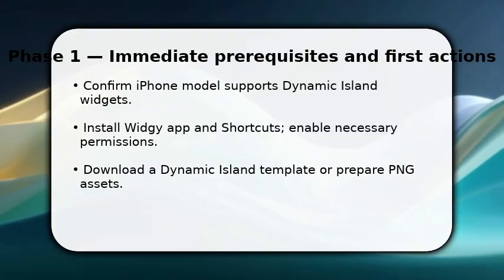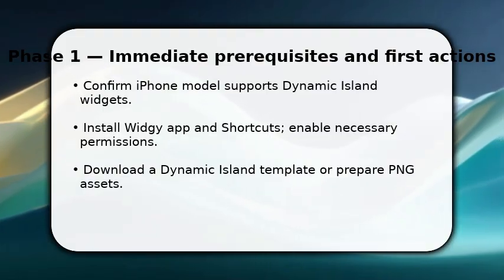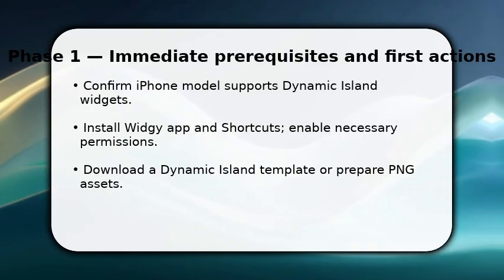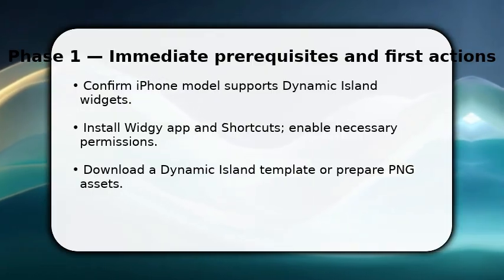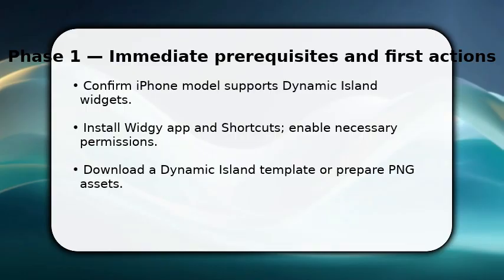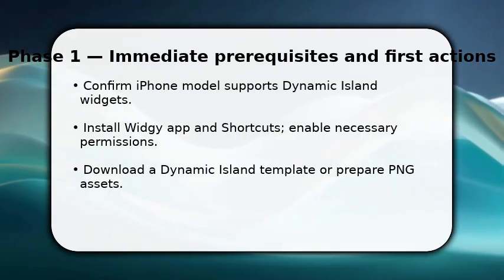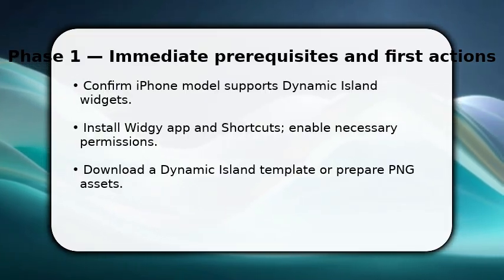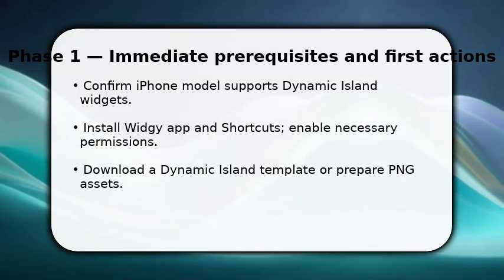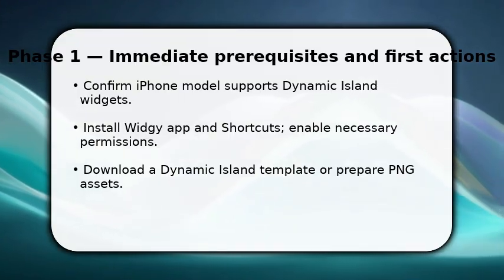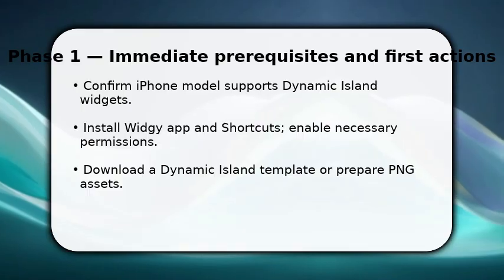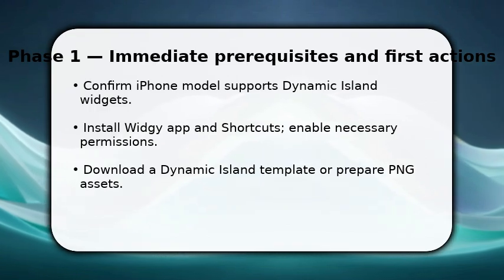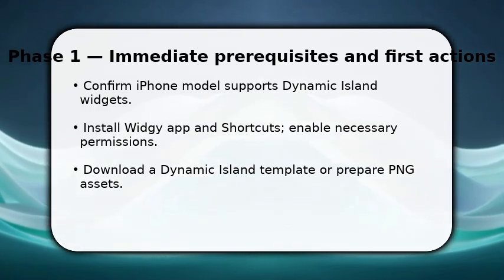You start by preparing the essentials. Make sure your iPhone model supports dynamic island widgets, then install Widgy and the Shortcuts app. Once done, grant permissions for widget configuration and file access so the apps can communicate. Next, obtain a dynamic island template or create PNG assets sized to the island area. This ensures proper alignment. You do this now to avoid rework later, because correct assets and permissions save time when you configure live data and interactions.